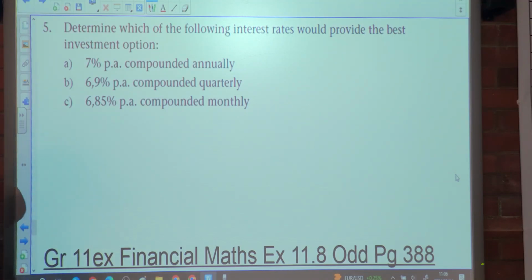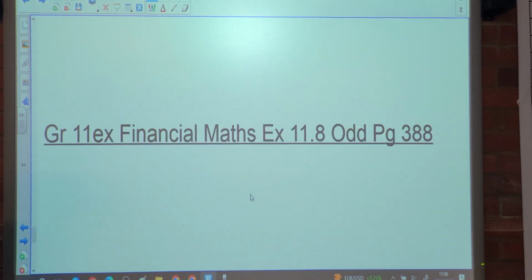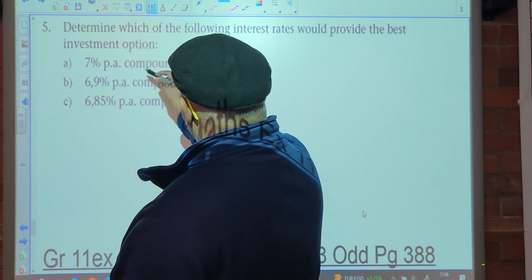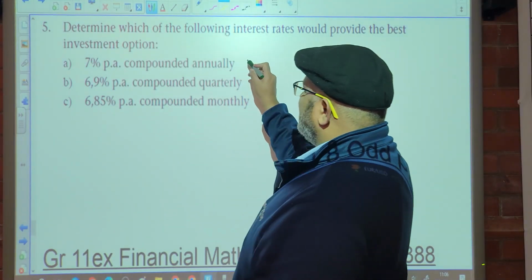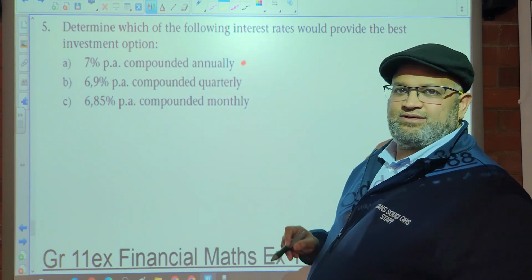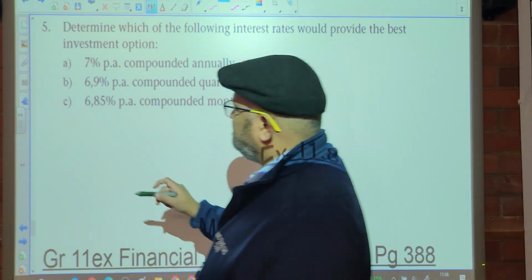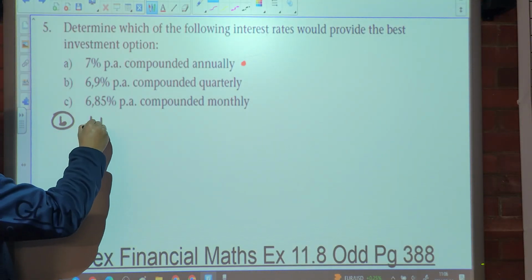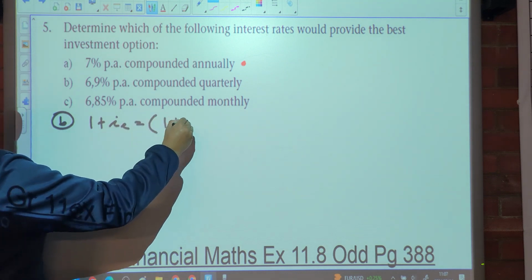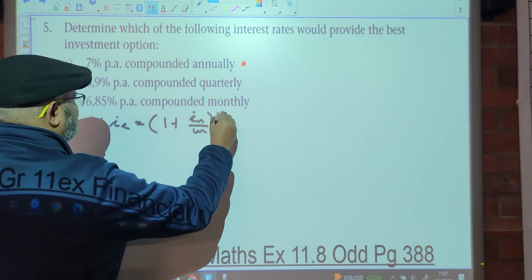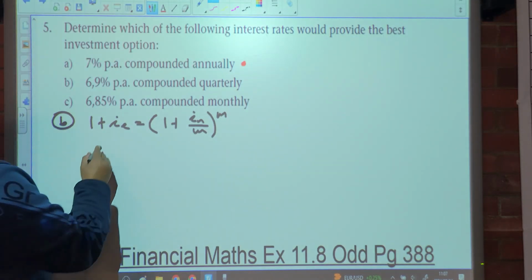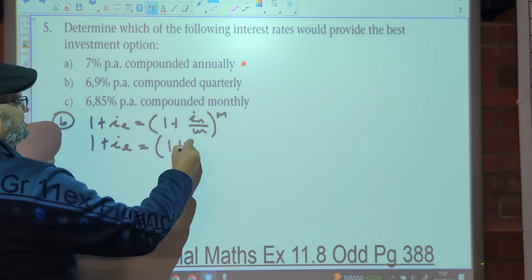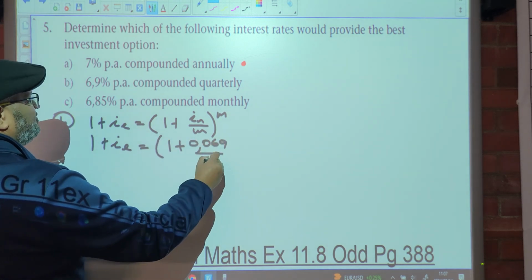Or can you convert all of this to effective compoundings? Okay. So that is compounded annually, so I'm going to convert everything else to annually. You see that, people? So let's go with B. So B is going to be 1 plus i effective equals 1 plus i nominal over m to the m. So it's 1 plus i effective equals 1 plus 0,069 over 4 to the 4.